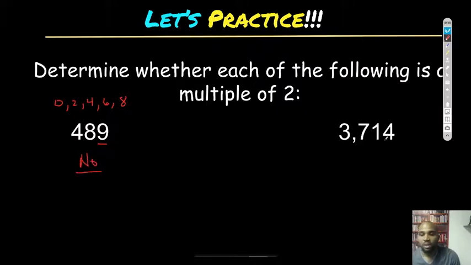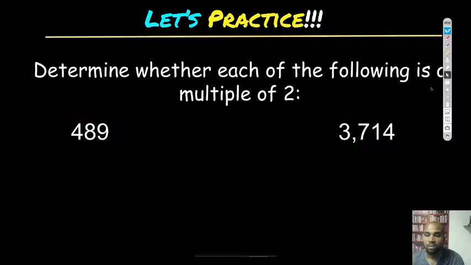And for this piece here, we're going to look at the last number because we're looking for a multiple of 2. Does it have an ending of 0, 2, 4, 6, or 8? And the clear answer is yes. There's a 4 right there. So I know that it's an even number, in this case, a multiple of 2. So we're going to say yes.